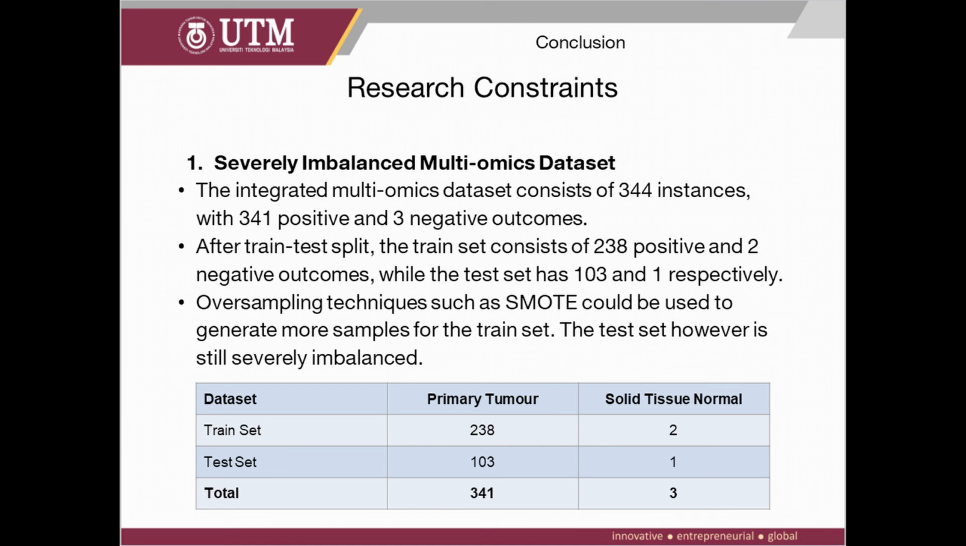The first research constraint is the severely imbalanced multiomics dataset. The integrated multiomics dataset consists of 344 instances with 341 positive and 3 negative outcomes. After the train-test split, the train set consists of 238 positive and 2 negative outcomes, while the test set has 103 and 1 respectively. Oversampling techniques such as SMOTE could be used to generate more samples for the train set. The test set, however, is still severely imbalanced.